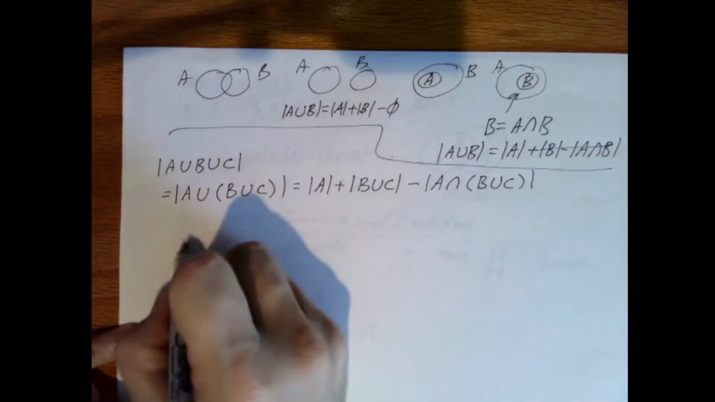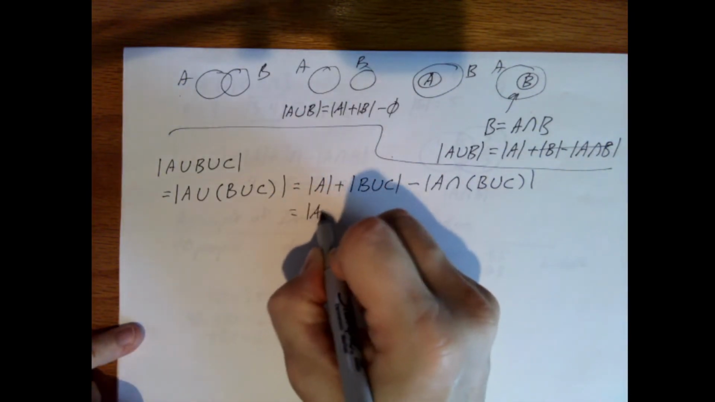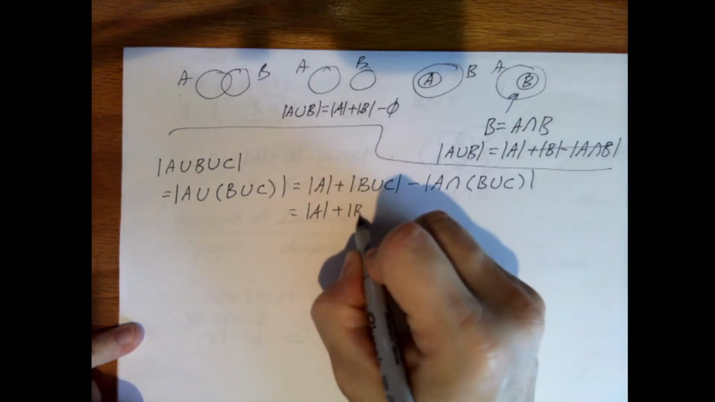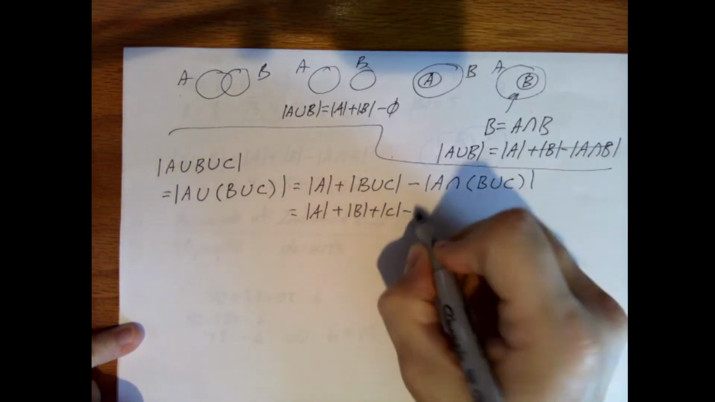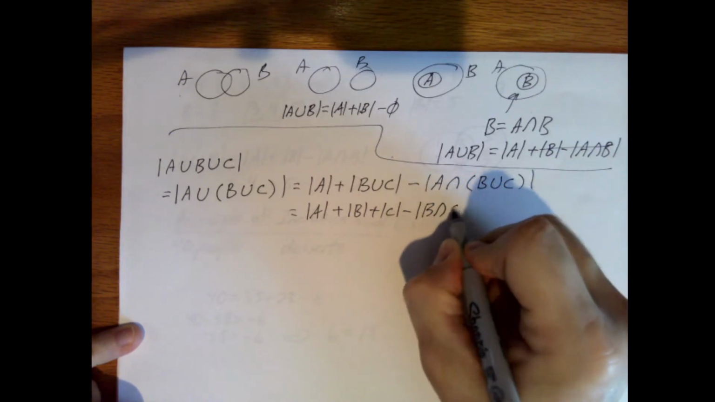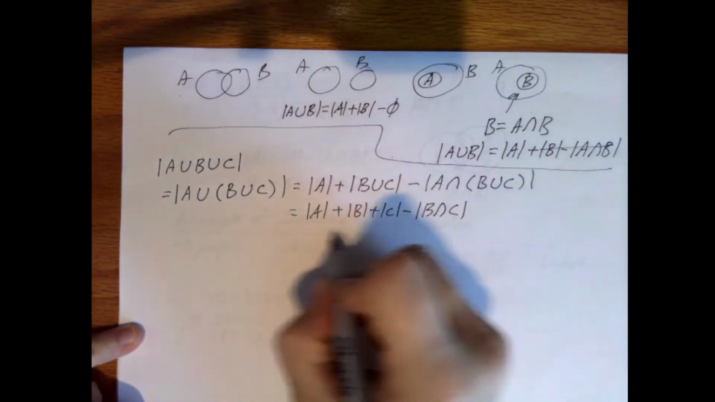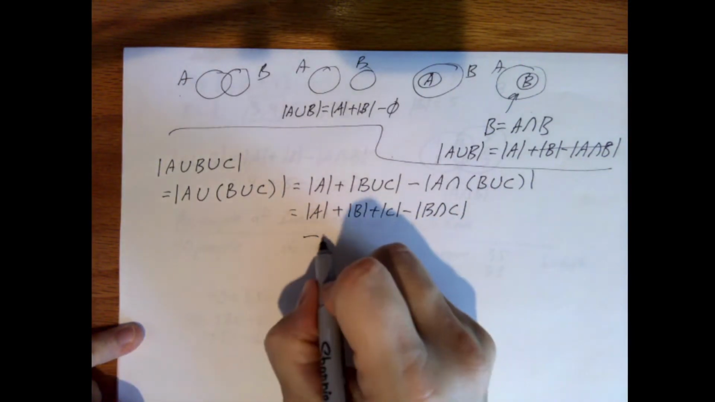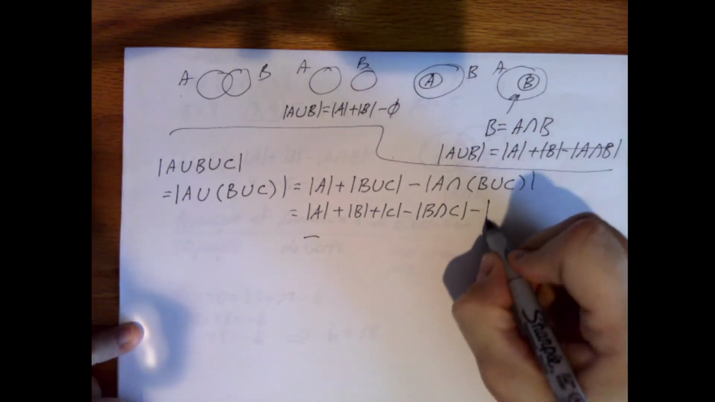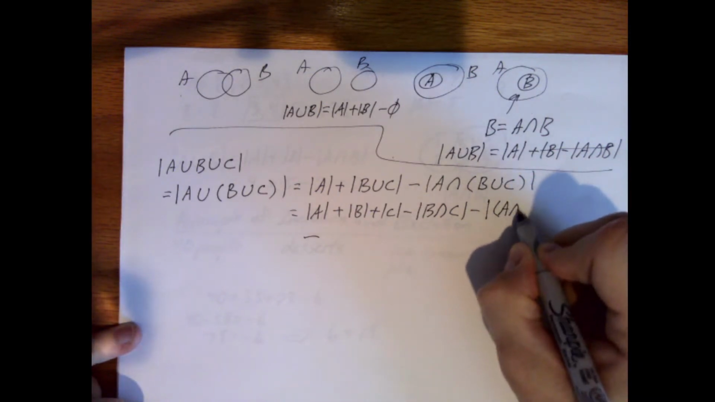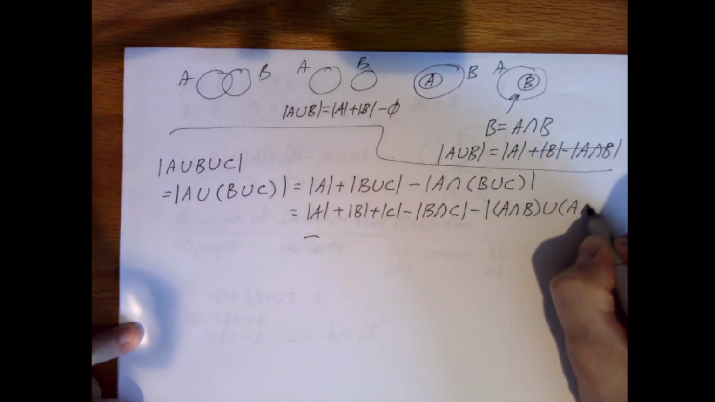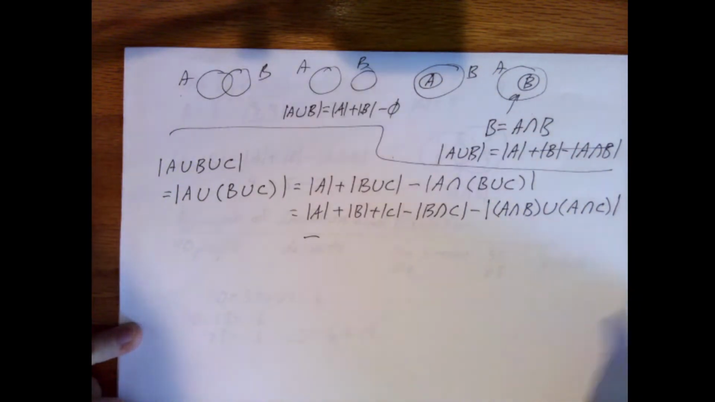And now this becomes A again, plus, well, the union of B and C is just our formula. So that's B plus cardinality of C minus cardinality of the intersection, minus, we have a distributive property here. Minus, this is A intersected with B unioned with A intersected with C. That's the distributive property of set theory.